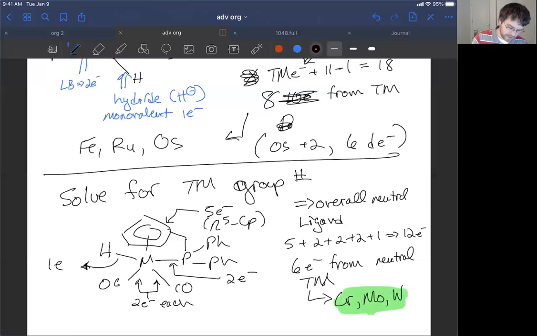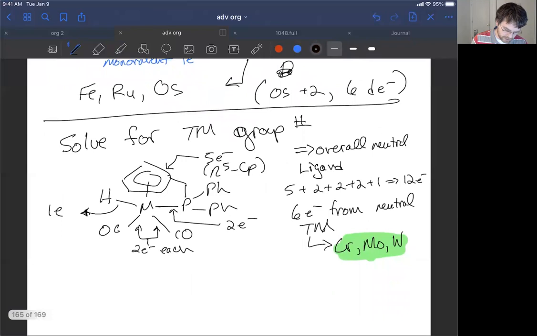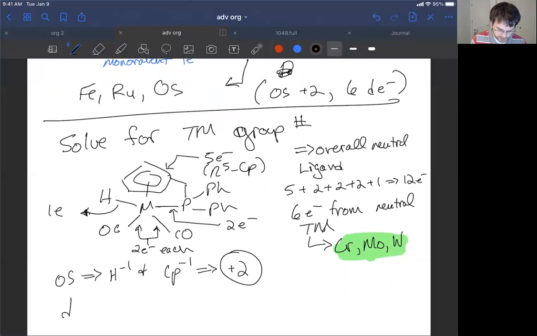We could do an oxidation state count on this. We get charge from the hydride and the Cp. So the oxidation state to make this overall neutral is +2. The d-electron count is then 4 d-electrons on the metal center.